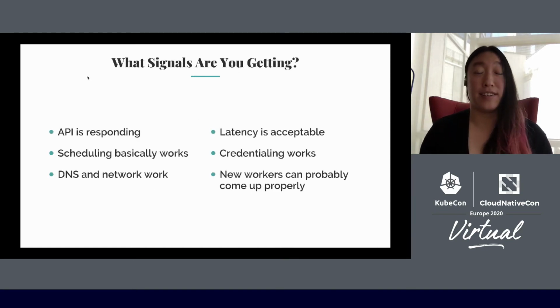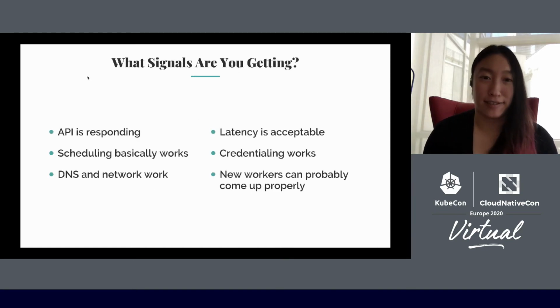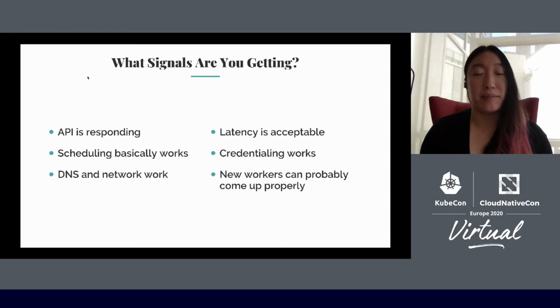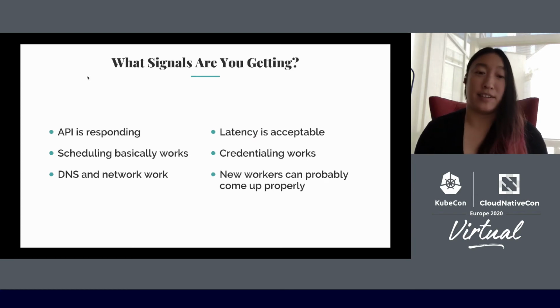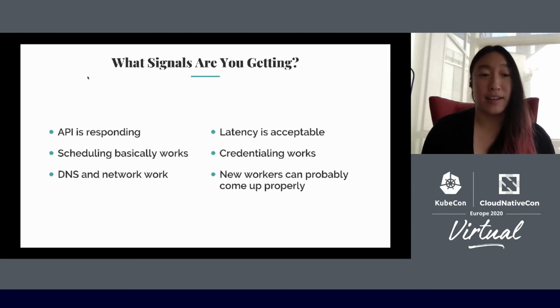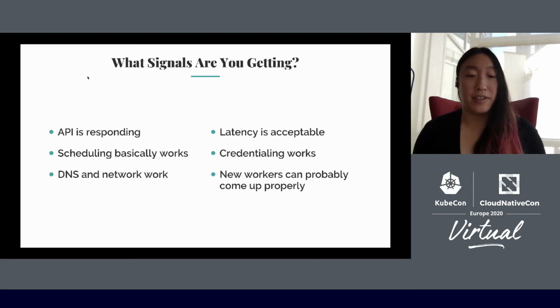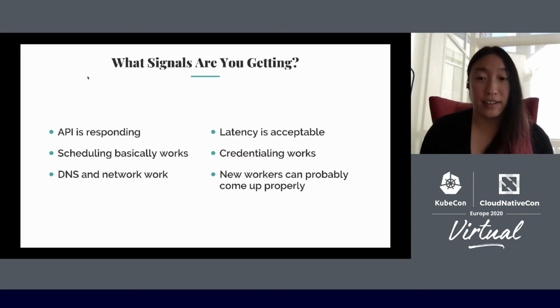That was a very simple test, maybe like a super tiny script. But you're getting so much out of it. Here are the signals that maybe you're getting. You know that the API is responding because you can create and delete your pod. You know that scheduling works because the pod did a thing. You know that networking works because the pod was able to download a file.